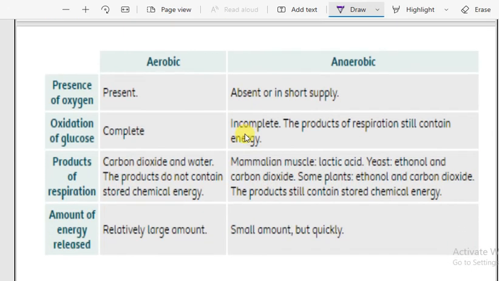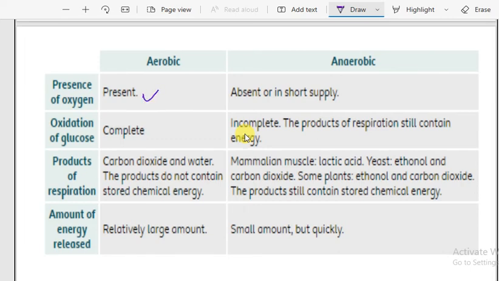Now, the difference between aerobic and anaerobic respiration: aerobic is in the presence of oxygen. This happens in the absence of oxygen. This has to do with complete oxidation, that's breaking down of this glucose molecule, while this is incomplete, so it produces lactic acid. And the products of aerobic respiration are carbon dioxide and water. While this is lactic acid in the case of mammalian muscles, and in the case of yeast, it produces ethanol and carbon dioxide. While the amount of energy released is large in this case, in anaerobic it is quite small.